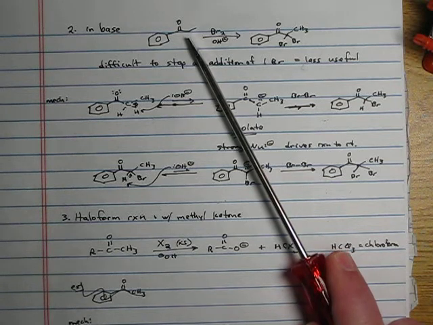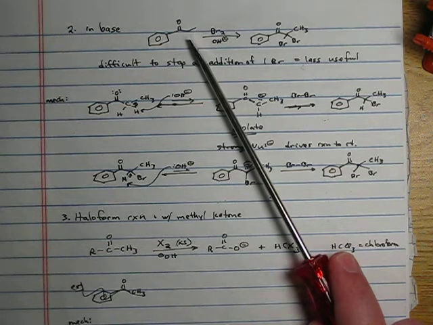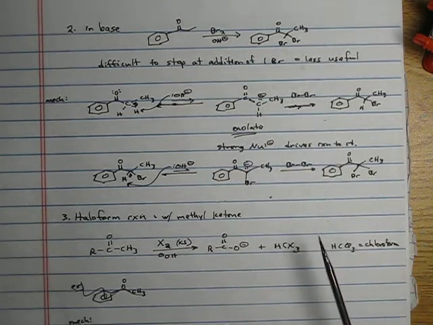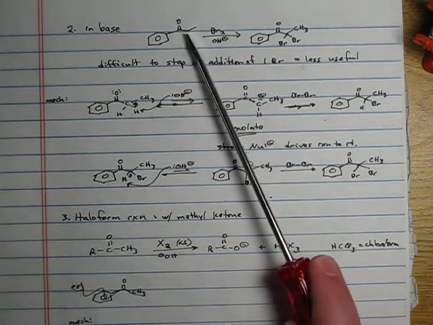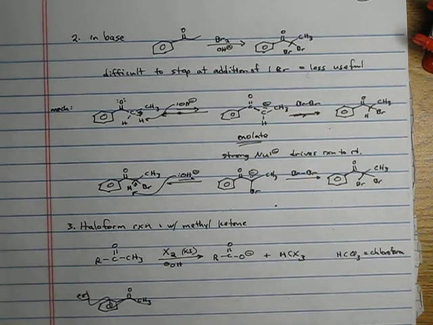The problem is it's very difficult to stop at 1 addition of bromine under basic conditions. The fact of the matter is you're going to end up putting 2 bromines on there. Fact is, however many hydrogens you have alpha to that carbonyl, that's how many bromines you're going to put on there.